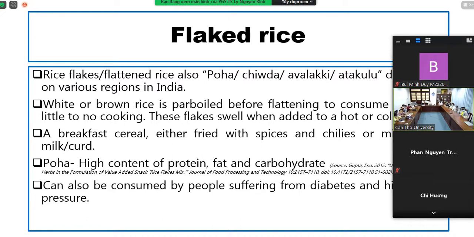It is one of the popular breakfast cereals, either fried with spices and chilies or mixed with milk or curd. Poha has a high content of protein, fat, and carbohydrate, and it can also be consumed by people suffering from diabetes and high blood pressure.